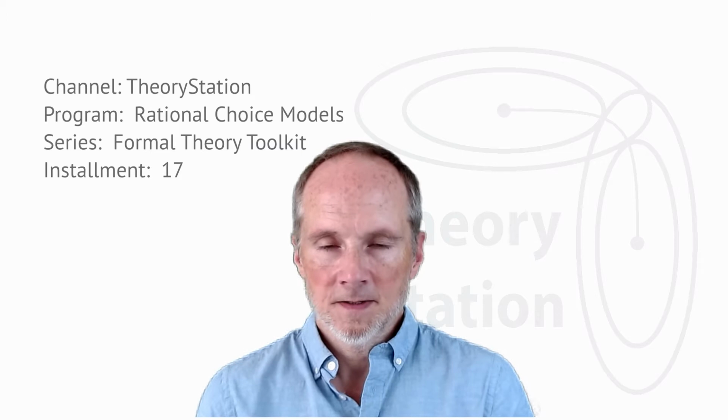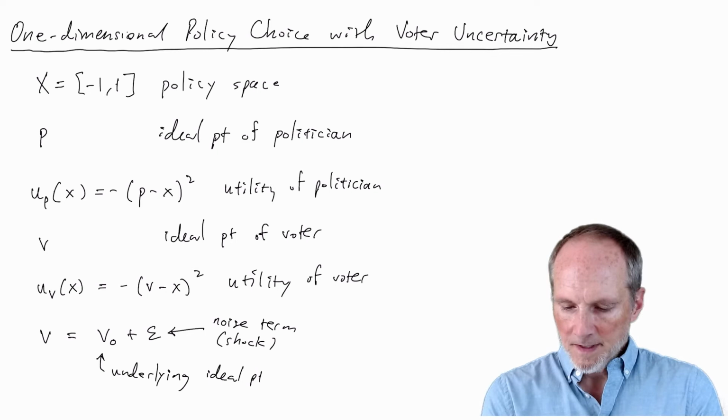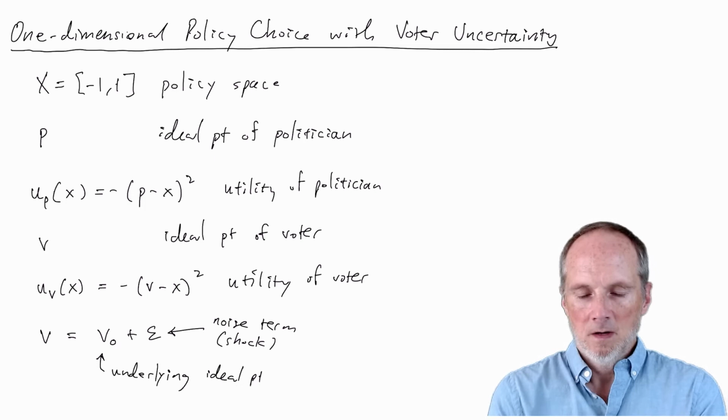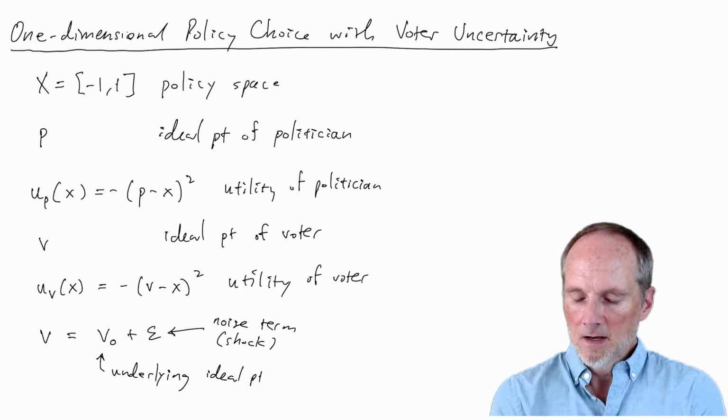So here I'm just going to continue talking about the one-dimensional policy choice model with voter uncertainty, and I'm going to try to just skip the writing and paste from last time. So this is the model that we were talking about. And we talked about, so here we have this noise term here that's a random variable. So we talked about what that means, what a continuous random variable is, how you can represent that with a density function. So now I want to get back to the decision problem facing the politician.